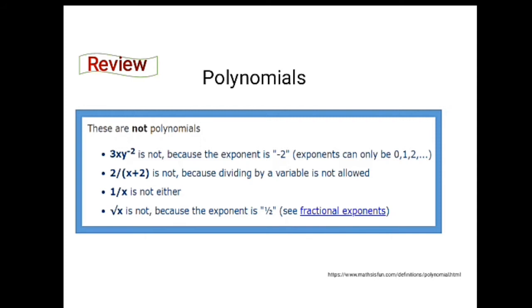Positive integers. Another example which is not a polynomial is 2 over x plus 2, because dividing by a variable is not allowed. Take note, in a polynomial, there should be no variable in the denominator. 1 over x is not a polynomial simply because the variable x is in the denominator. Then square root of x is not a polynomial because the exponent is 1/2. Again, the exponent of a polynomial should be a whole number: 0, 1, 2, 3, and so forth.